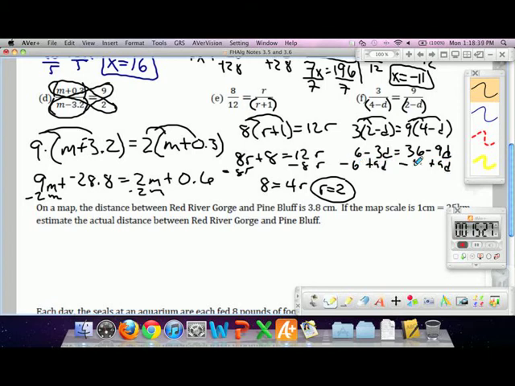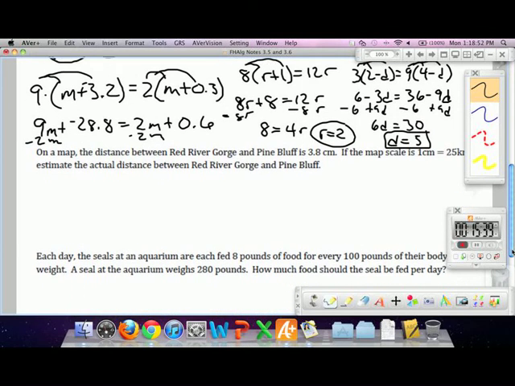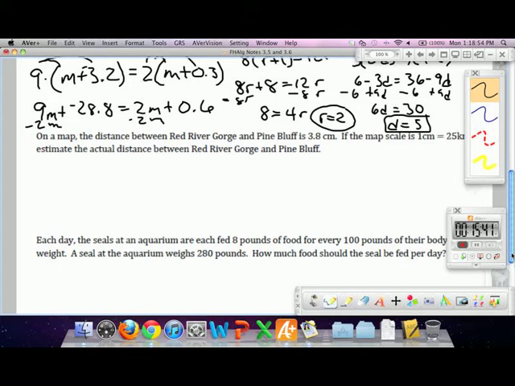On the map, let's say we're on a map. Say like you're in science class, because you're looking at maps. And you say that the distance between two places is 3.8 centimeters on your map. And the scale is 1 centimeter to 25 kilometers. Estimate that distance.